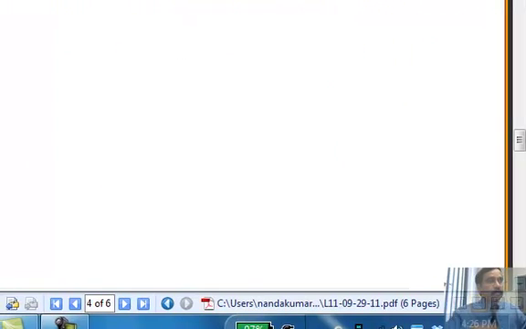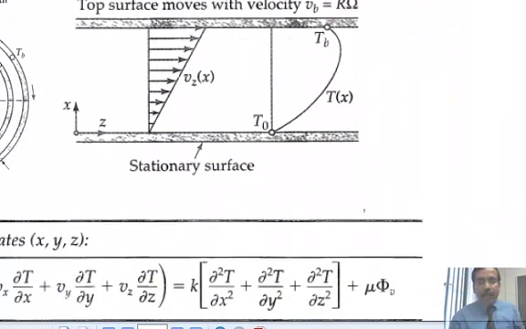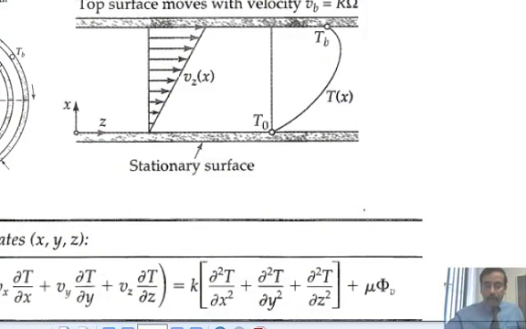Let's do the last problem. This is from section 10.4 in Bird, Stewart and Lightfoot. This is an interesting problem. This has viscous heating now, but you need to understand. Let me describe the problem to you physically, and let's see whether we understand what he's talking about. It's a problem of flow between two concentric cylinders, a problem that we already solved.